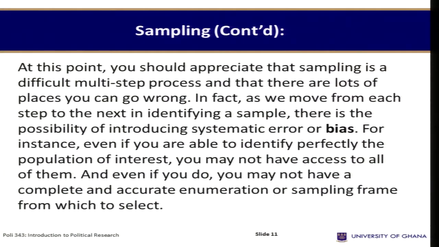At this point, you should appreciate that sampling is a difficult multi-step process, and that there are lots of places you can go wrong. In fact, as we move from each step to the next in identifying a sample, there is the possibility of introducing what we call systematic error or bias into your study. For instance, even if you are able to identify perfectly the population of interest, you may not have access to all of them. And even if you do, you may not have a complete and accurate enumeration or sampling frame from which to select.